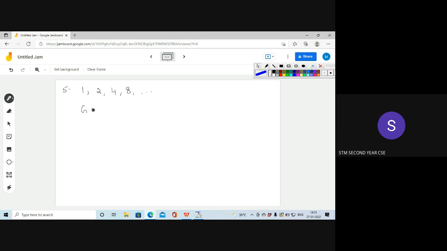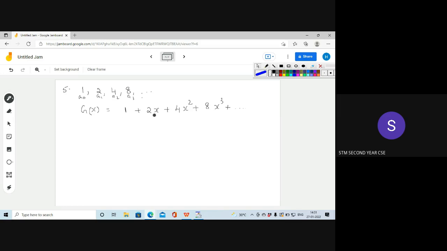Write g of x. G of x is equal to a0 plus a1x, a0, a1, a2, a3, etc. So a0 is 1 plus a1 into x plus a2 into x square plus a3 into x cube plus so on. Isn't it?